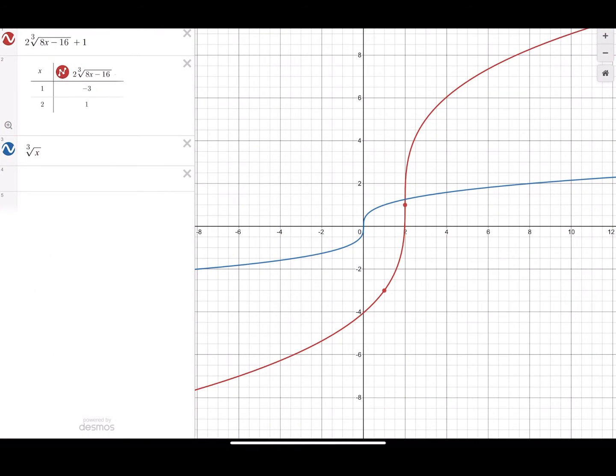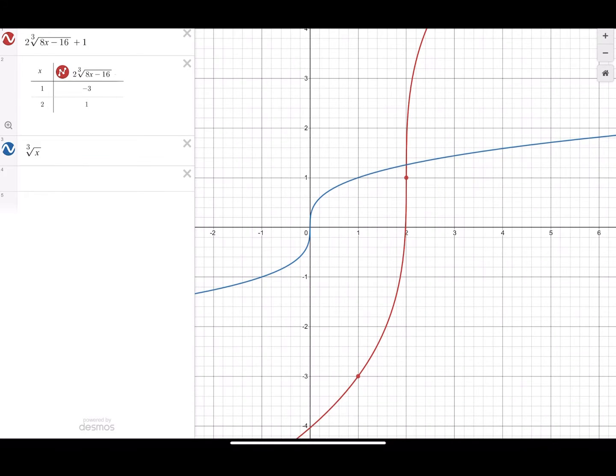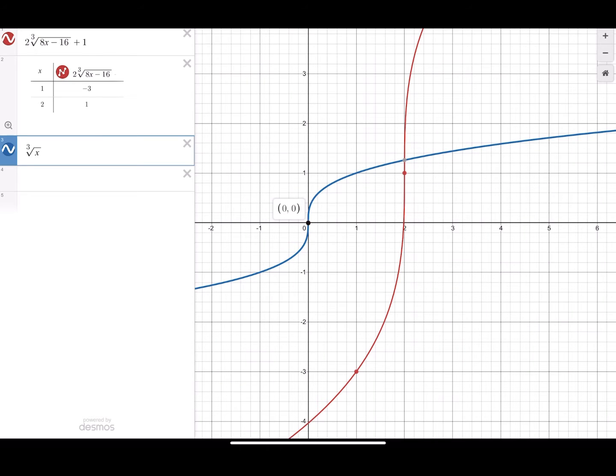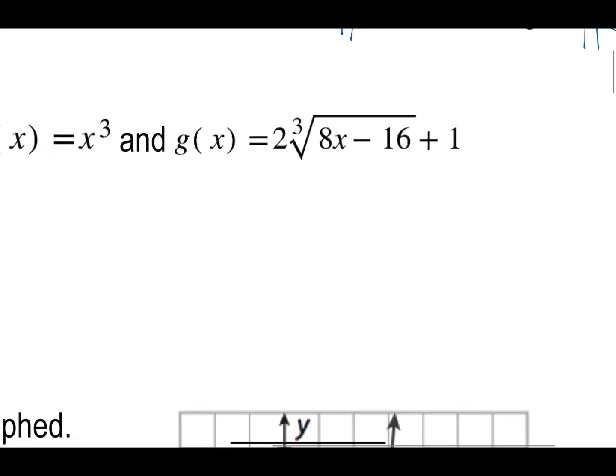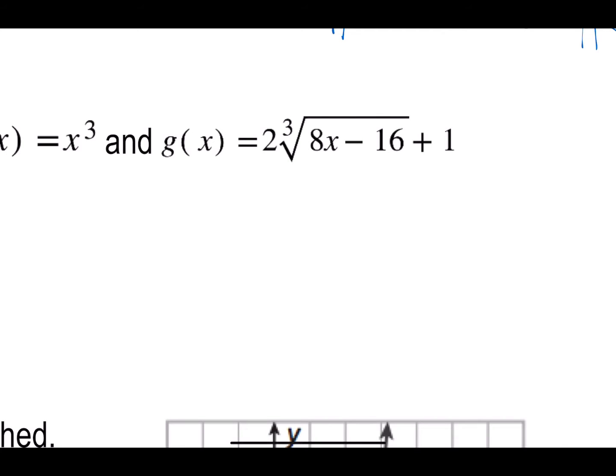We have 2 times the cube root of 8x minus 16 plus 1, the red graph, and the parent function, the cube root of x. And if you notice, the parent function is centered at (0, 0). And remember, it looks like we're going right 16 in the function. But if you look at its new center, we actually went right 2, up 1. Up 1 didn't change. We definitely went up 1. But we did not go right 16. We went right 2.